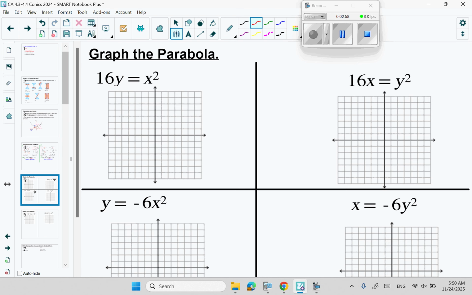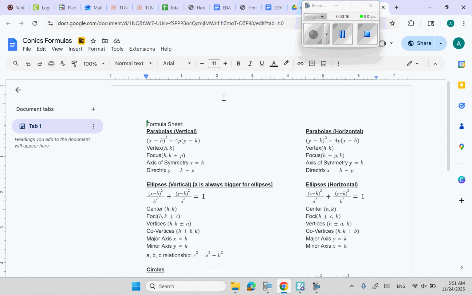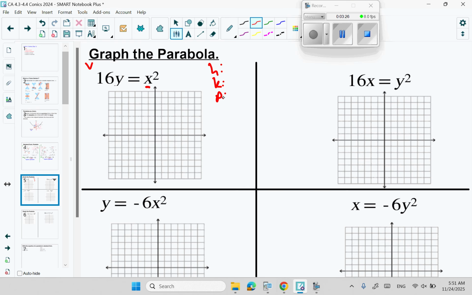So, first one. The first thing I should do is figure out if this is horizontal or vertical. I see that the x is being squared, so I know it's going to be vertical. So I need to go out and identify my h, k, and p. Now if I flip to my formula sheet, remember that h is always what we're subtracting from x, k is always what we're subtracting from y, and 4p is that quantity right there. So looking at it, I'm not subtracting anything from x. In fact, I could write this as x minus 0 squared.